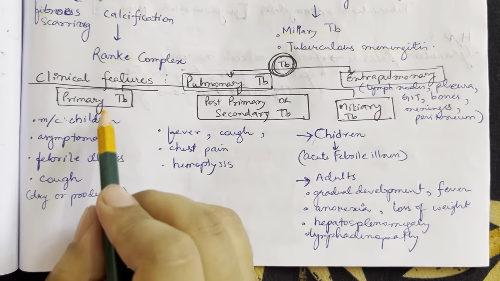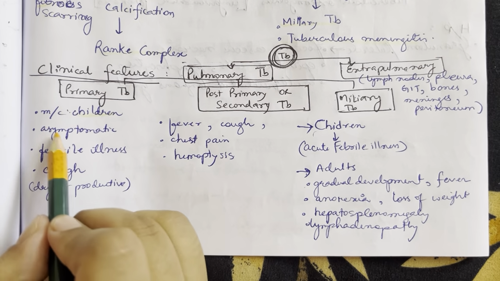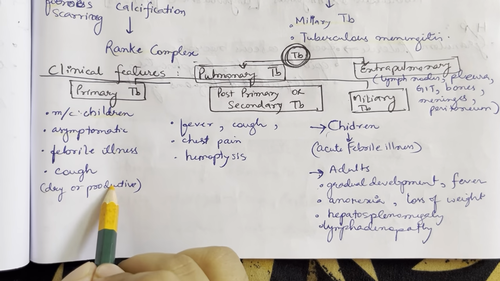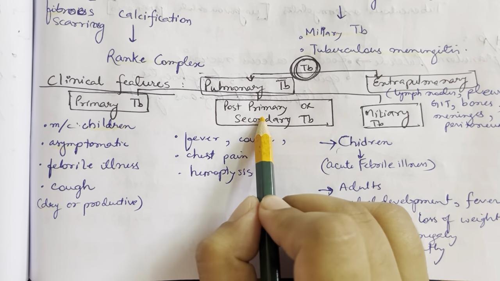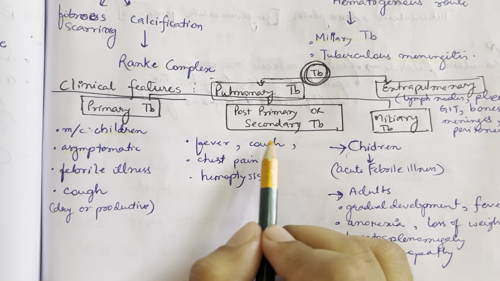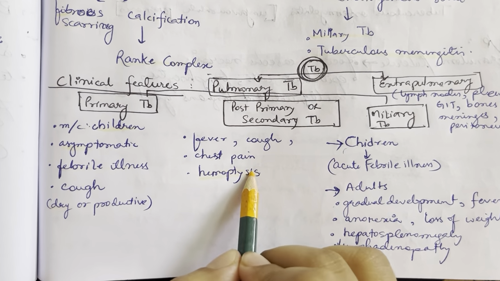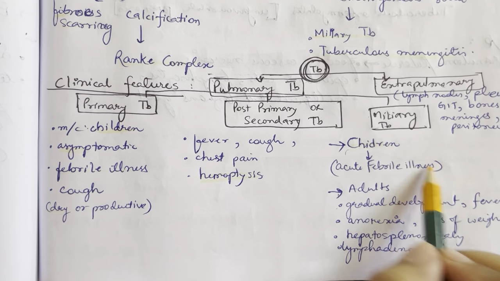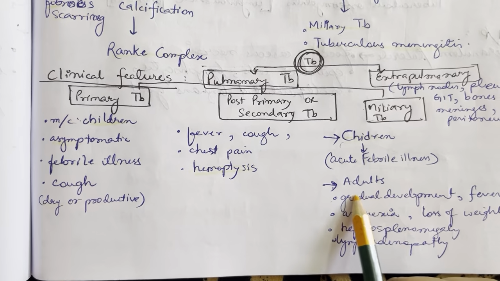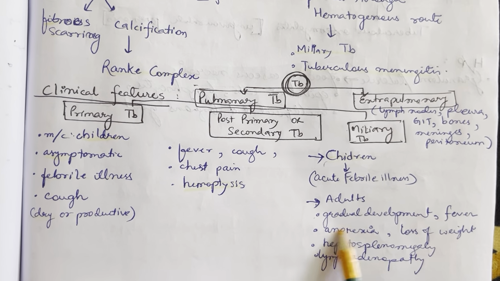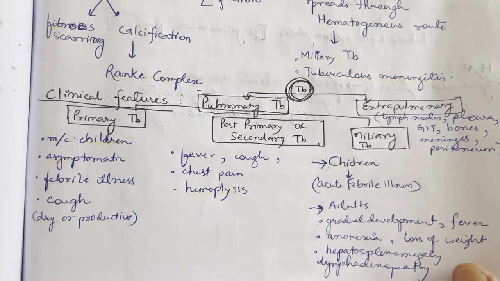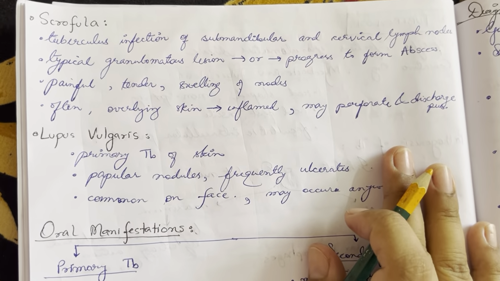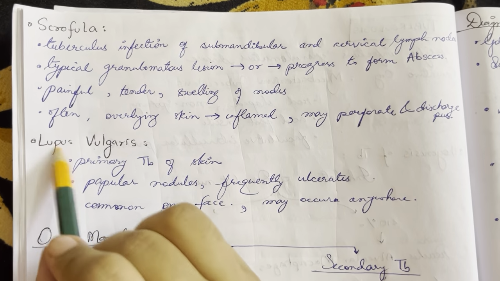So what are the features? In primary TB, it is more common in children. It is asymptomatic, or we can sometimes see febrile illness, cough, which can be dry or productive. In post-primary or secondary TB, we'll have regular cough, fever, chest pain, and hemoptysis. In miliary TB, if it is in children, it will cause acute febrile illness. If it is in adults, we can see that development is a little more gradual: fever, anorexia, loss of weight, hepatosplenomegaly, and lymphadenopathy.